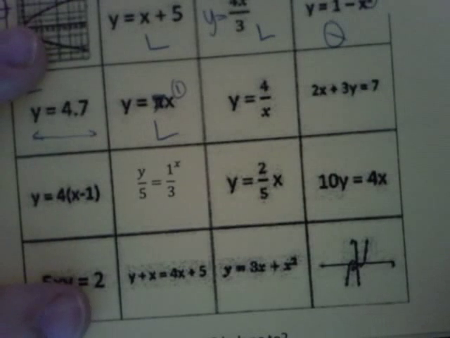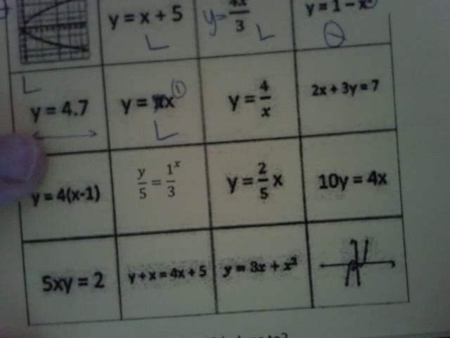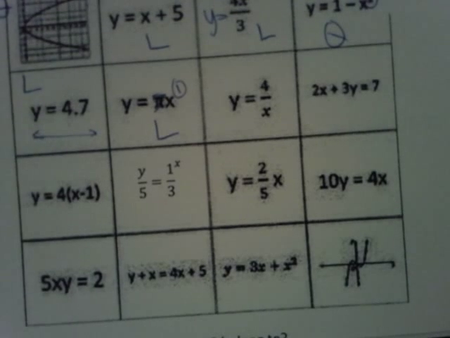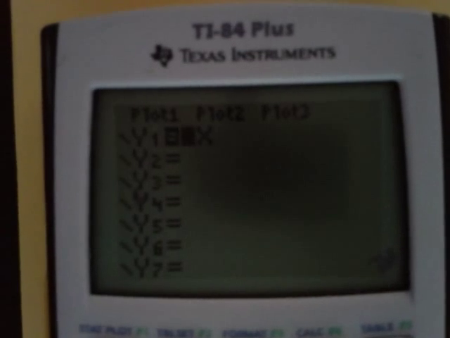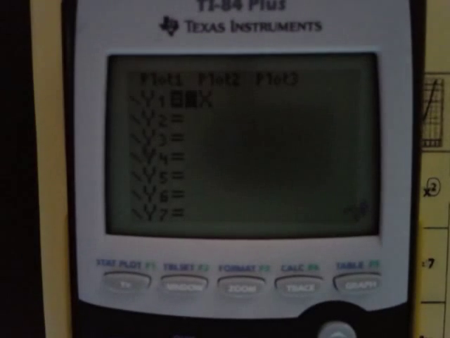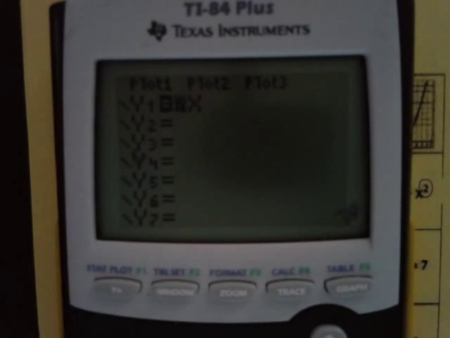Look at the next one, 4 over x. It's going to be completely different. If I'm graphing 4 over x, hold on. Oh, kind of hard to see. It's not very bright. Yeah, you can't see it at all. Hold on, backing up. It's probably because it's dark in here.